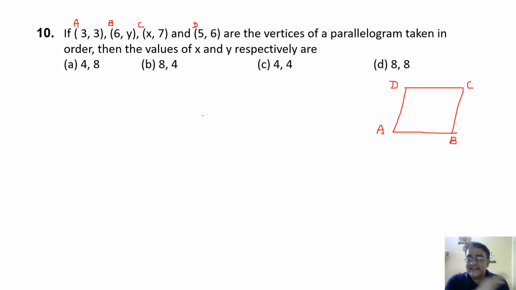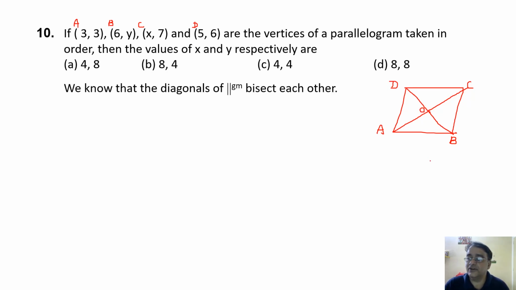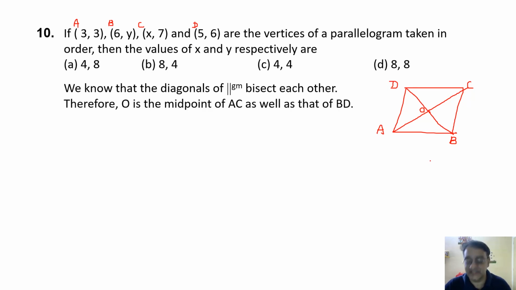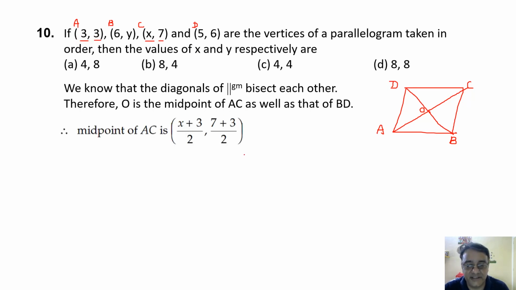we know that the diagonals of a parallelogram bisect each other. So if we draw the diagonals, the midpoints of both the diagonals are the same. Let's take that as O. Okay, so O is the midpoint of AC as well as BD. This is clear? Yeah. Okay, now what is the midpoint of AC? See, (x plus 3) by 2, (7 plus 3) by 2. This is the midpoint of AC.